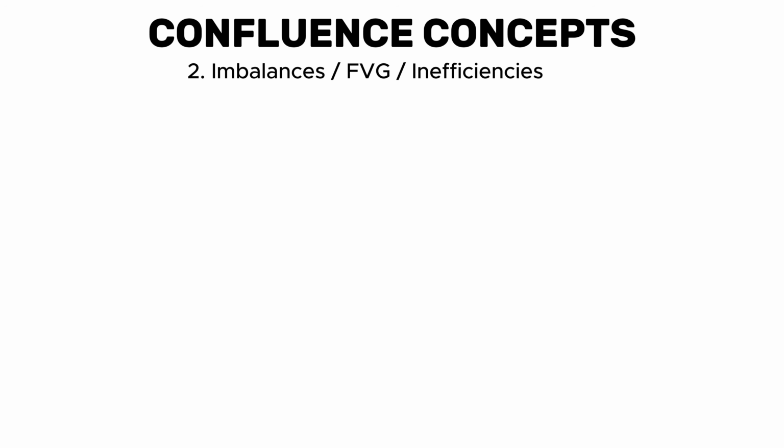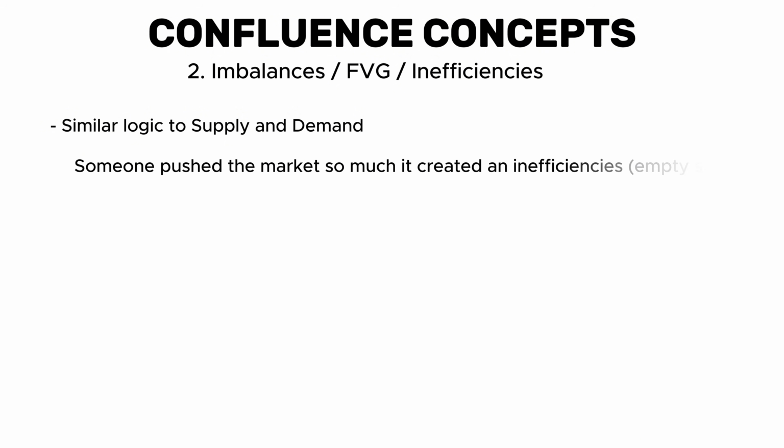The other trading models are imbalances, so-called inefficiencies, and also fair value gaps. You probably know them under this name. The logic behind the fair value gap is similar to the supply and demand, just the positioning is different. The logic is that someone or something has pushed the market so much that it created a price inefficiency. An inefficiency in price looks like an empty space between large candles.